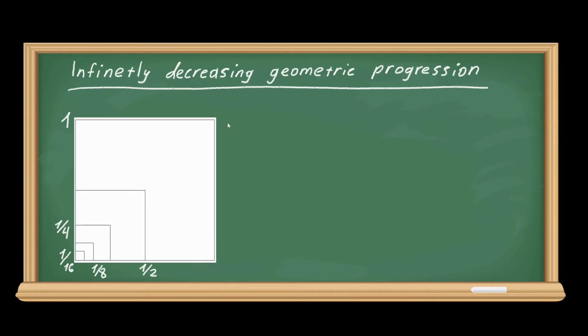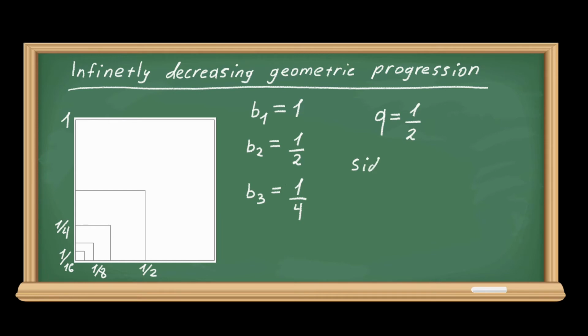Now let's talk about infinitely decreasing geometric progressions. So here we have a few squares. The side of the first square is 1, the side of the second square is 1/2, and the side of the third square is 1/4, and so on. If you notice, there's a geometric progression going on. By looking at the picture, we can conclude that b1 equals 1, b2 equals 1/2, and b3 equals 1/4. The rate of change of this progression is 1/2.